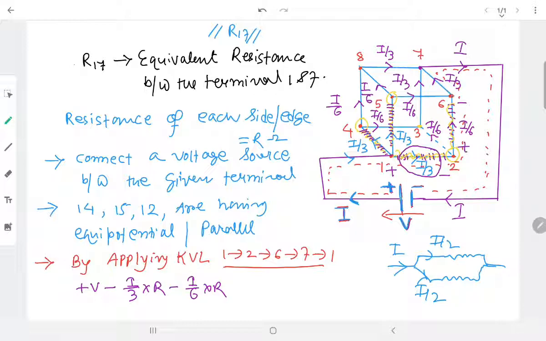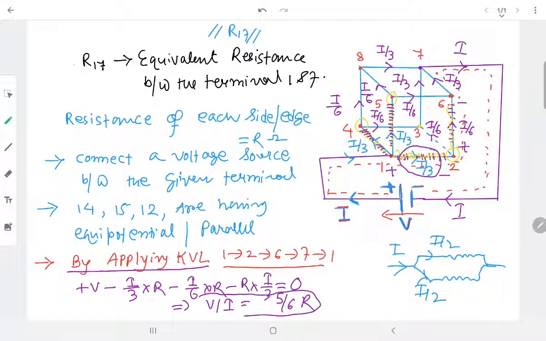From 6 to 7 current is I by 3 and resistance is R, so minus R into I by 3 equals 0. So in this closed path, all are voltages. Current into resistance is voltage. So what is KVL? KVL is the sum of all the voltages in any circuit equal to 0. If you calculate this, V by I will be equal to 5 by 6 into R, and this relation you need to remember.